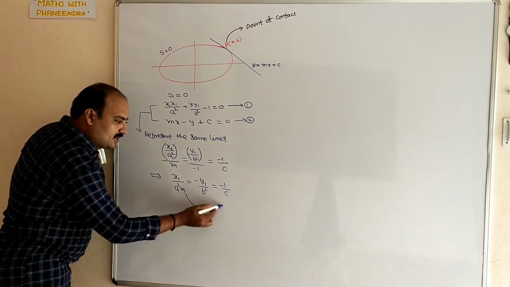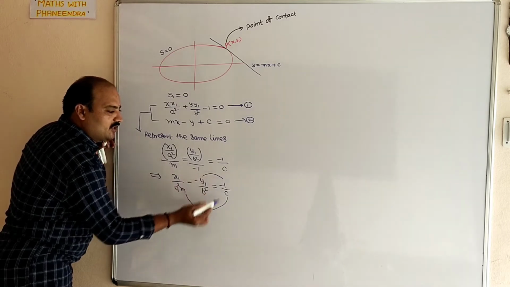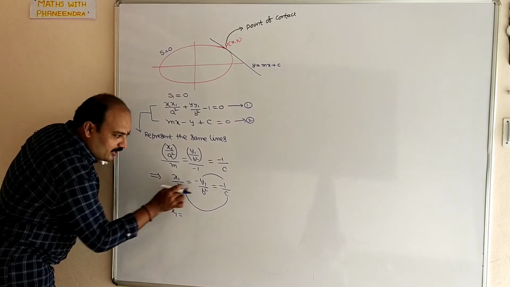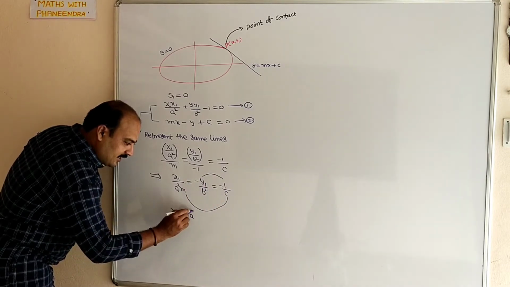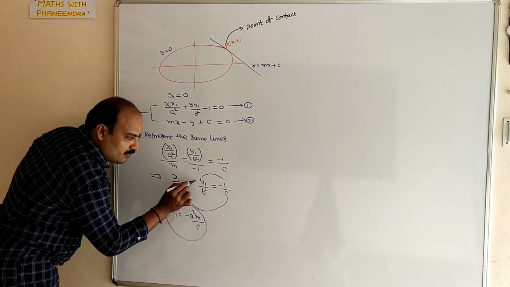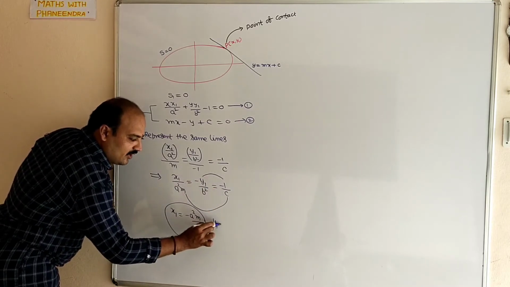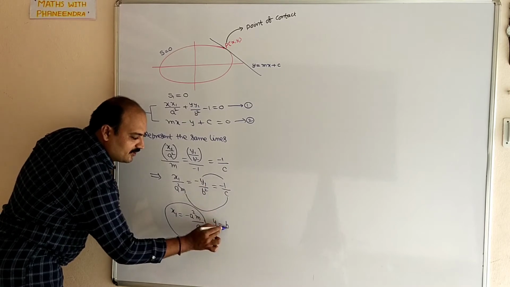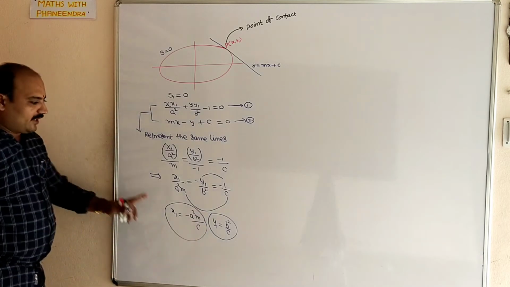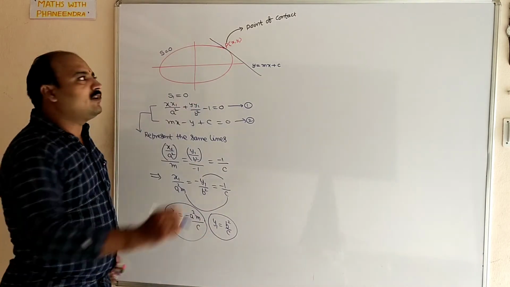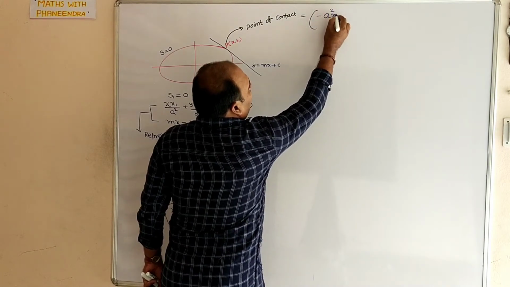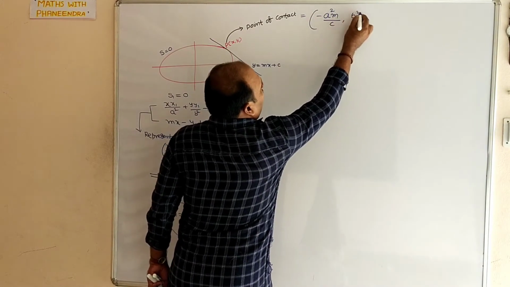If you equate the first and the third, you will get x1. If you equate the second and the third, you get y1. So x1 is equal to minus a square m by c. If we equate these two, the minus signs cancel, and y1 is equal to b square by c. So x1 y1 means the point of contact. Therefore the point of contact is minus a square m by c comma b square by c.